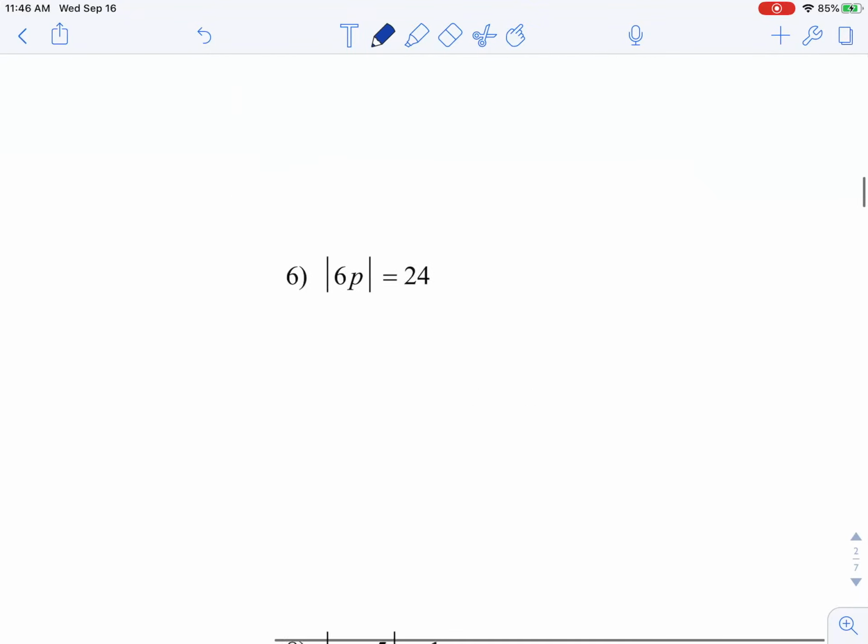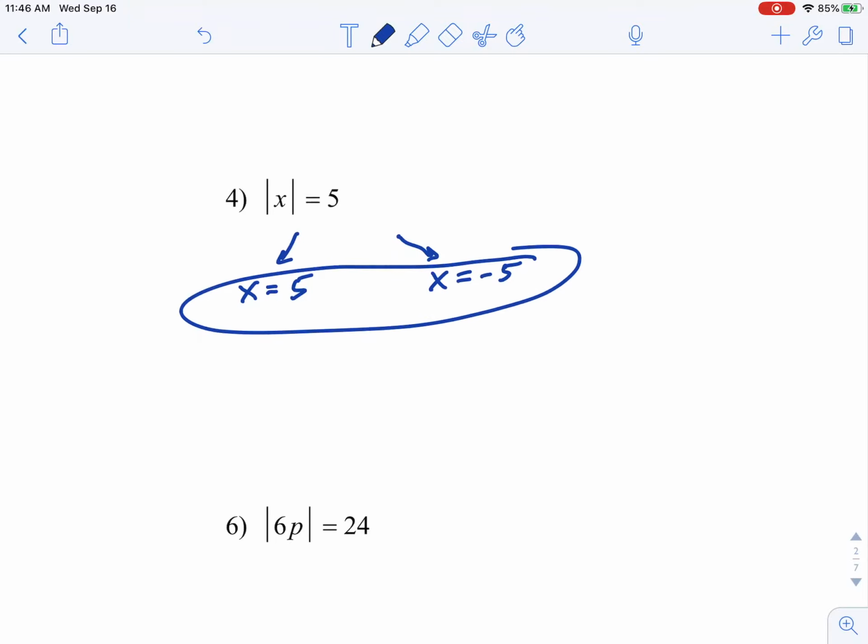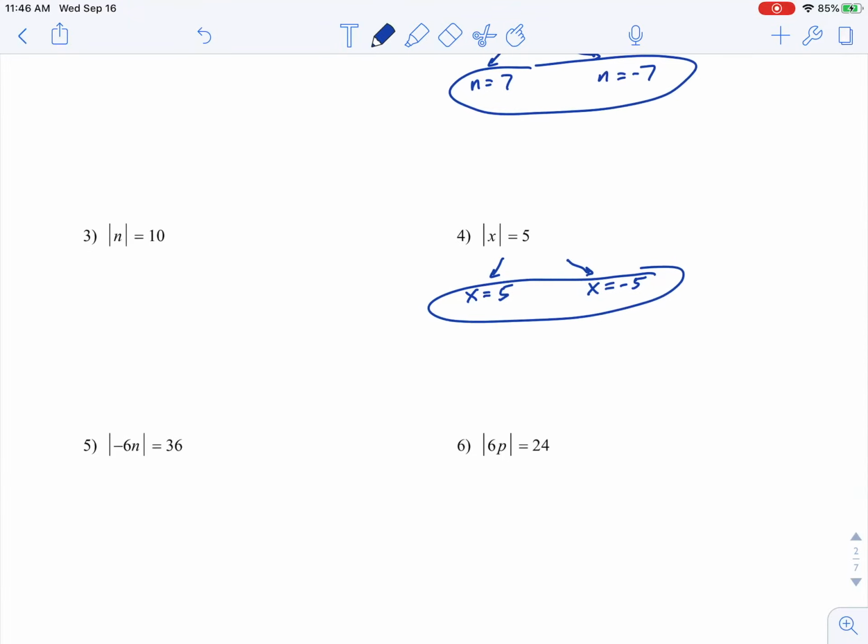Okay, number 4. Absolute value of x equals 5. Solve for x. You split it into two separate equations. One, x equals +5, and the other, x equals -5. And then I'm doing air quotes, solve it. Well, there's nothing to solve. Those are the answers, 5 and -5.